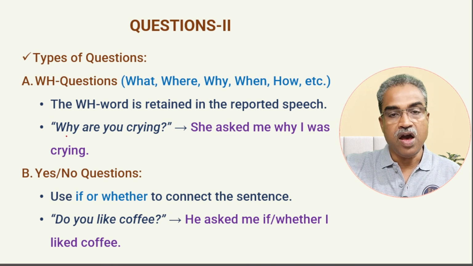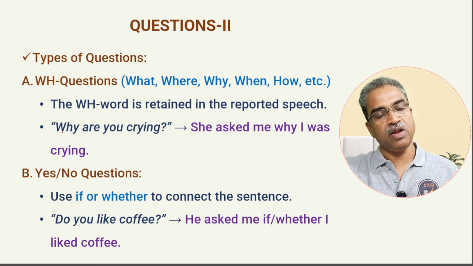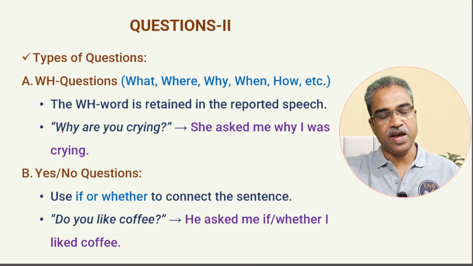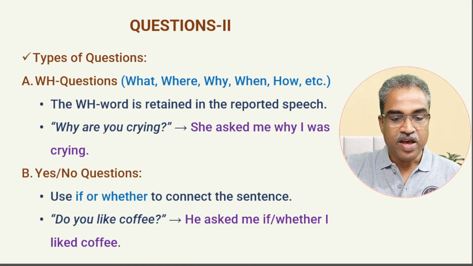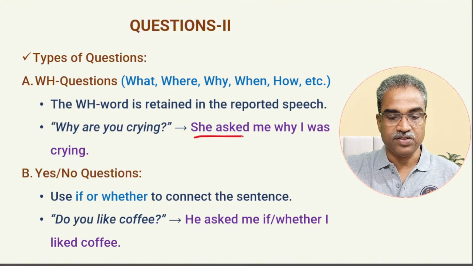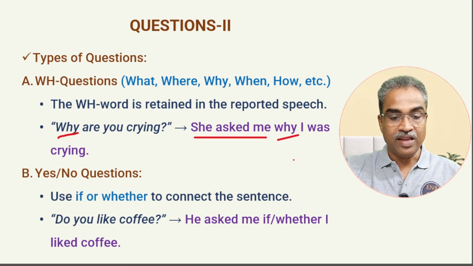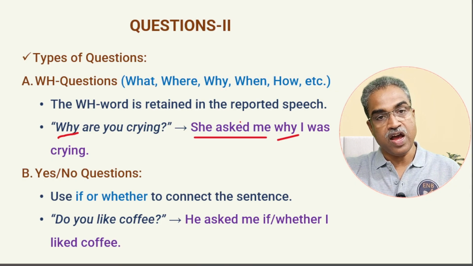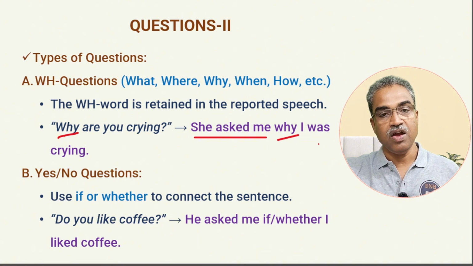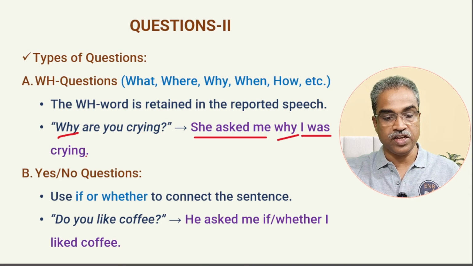Why are you crying? She asked me, or he asked me, or they asked me, doesn't matter, somebody asked me. We have taken it as a past tense, so she asked me. Then you need to use that question word. So here, why. We use this why here as it is. And then, why are you means I. So she asked me why I was crying. Now, I was crying is a statement.